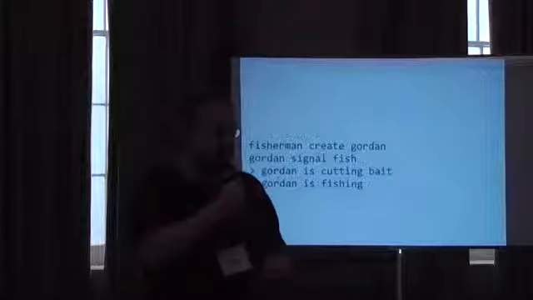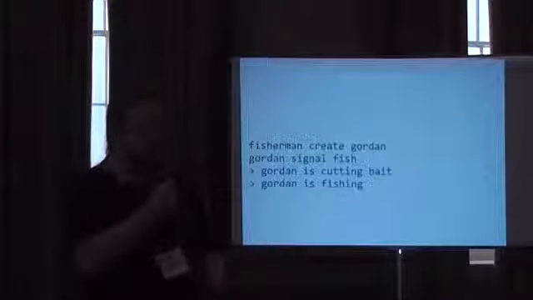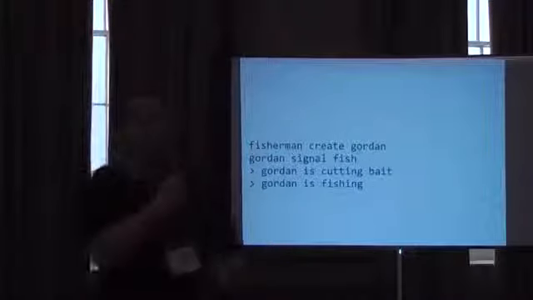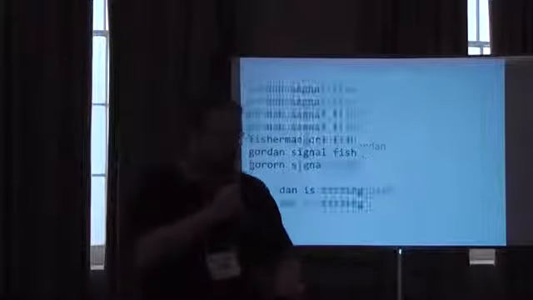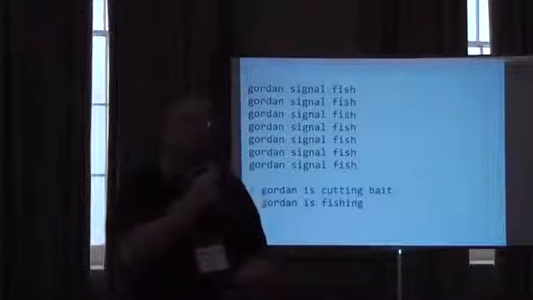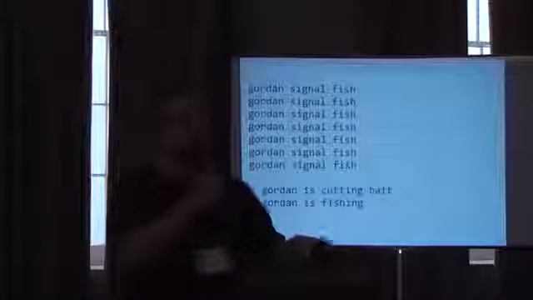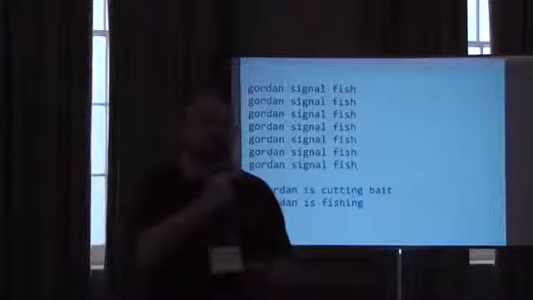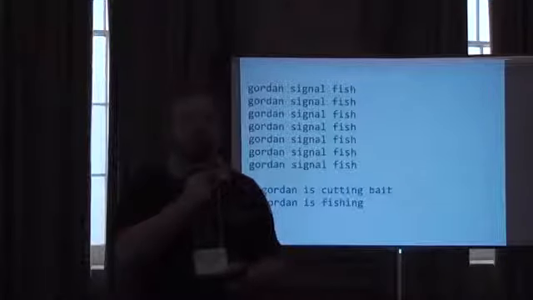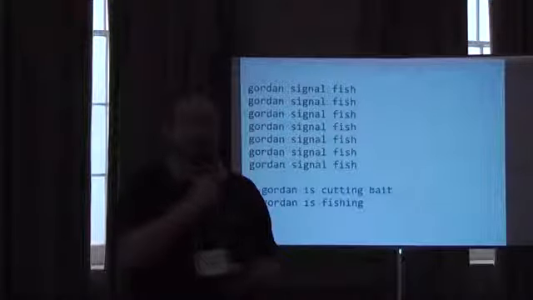So if we're out on our command line, we create a fisherman, and we send him the signal fish. And we can see that, okay, he cuts bait, and then he fishes. And if we send the signal multiple times before update happens, we can see that in the end, he only cuts bait and fishes once, which is very nice if you're trying to update 4,000 or 5,000 objects on the screen.